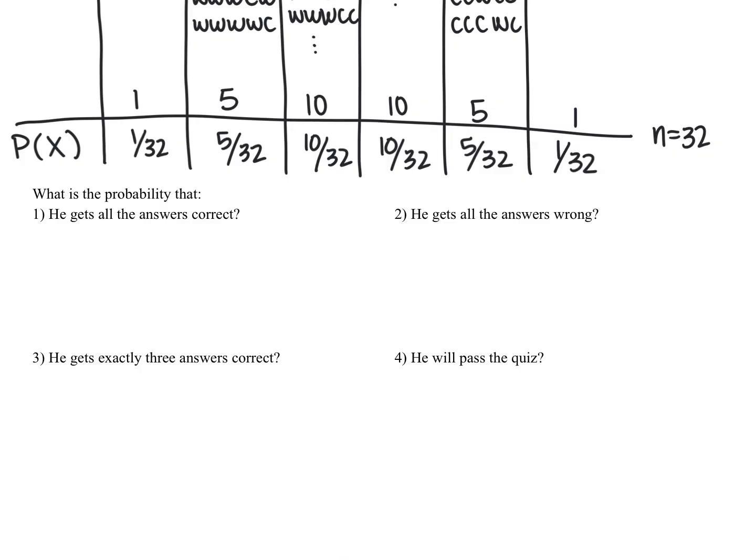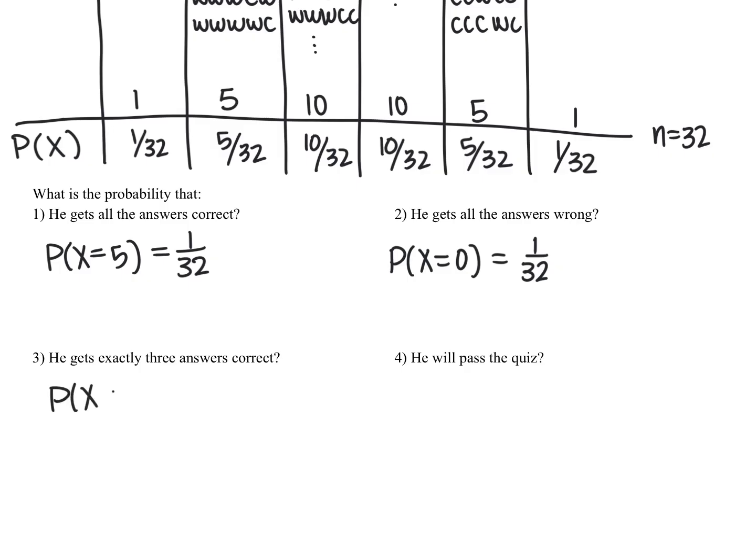So the probability he gets all of the answers correct is the probability that x equals 5, which is just 1 out of 32. The probability he gets all of them wrong is the probability that x is 0, which is also 1 out of 32. The probability he gets exactly 3 correct would be the probability that x is 3, which we know is 10 out of 32. And then the probability he passes the quiz.